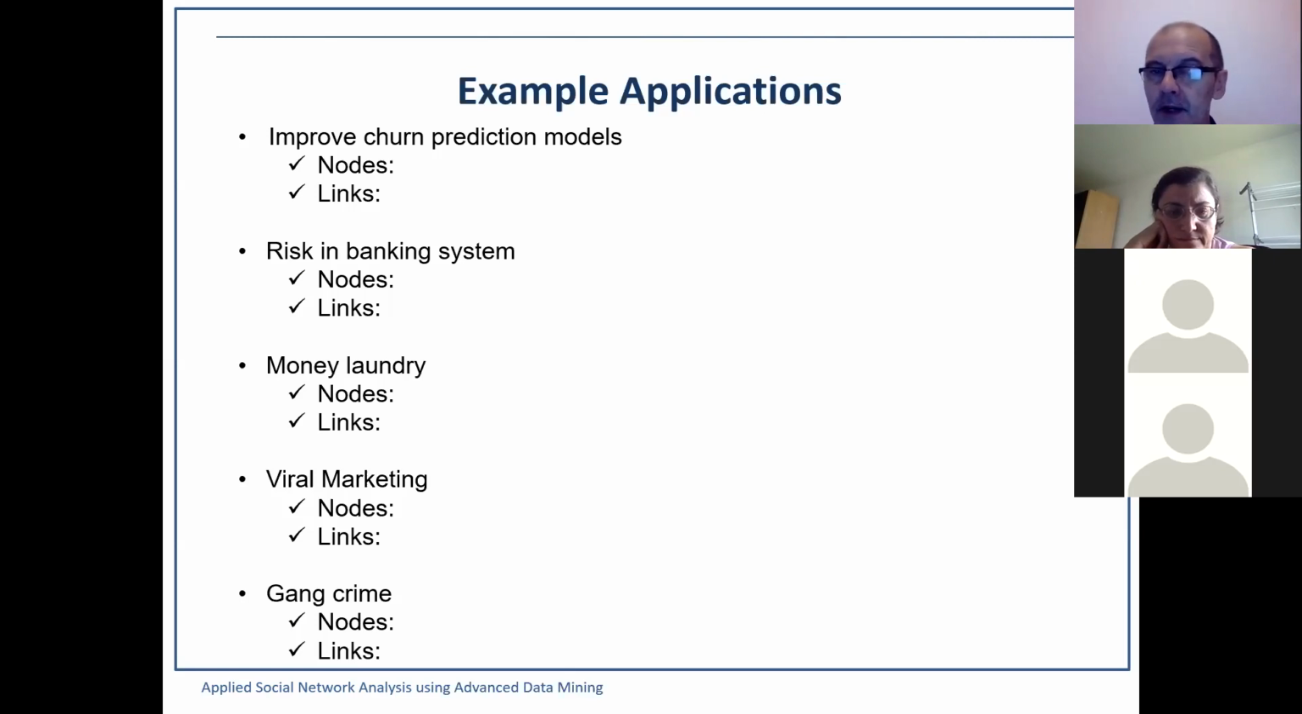For example, in credit card fraud detection, we have to detect fraudulent behavior during the transaction in order to stop the payment.